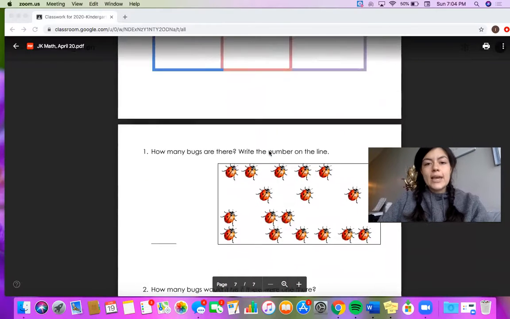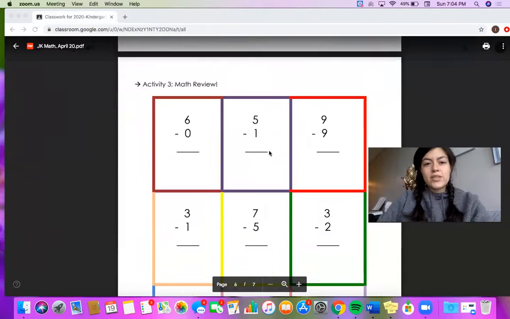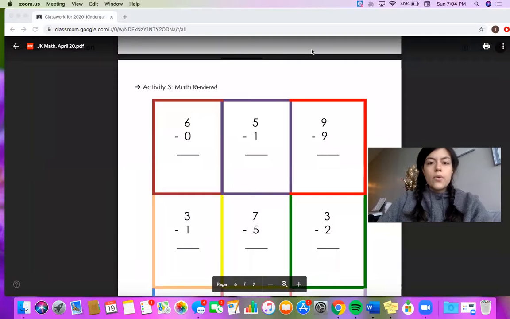I'm going to explain how to do the page that looks like this. Now, this is another way of showing a subtraction problem. It may look different, but it's actually just the same. This problem is saying 6 minus 0 equals how much? It would be the same as writing 6 minus 0 equals question mark.